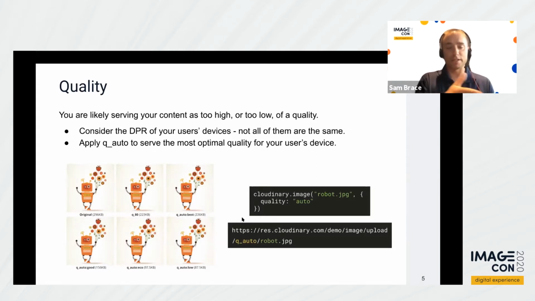Now, as you can see on the screen that we're showing here, we have a robot where the original is 296 kilobytes. By using something as simple as our q_auto, and you can see our default for that is q_auto:good, that's automatically converting it down to 156 kilobytes. So it's a pretty massive difference just by applying q_auto alone, not even adding any other parameters such as resizing or format like we just covered. So Marissa, talk to me about what that means to you. Let's show some examples. What do you think?